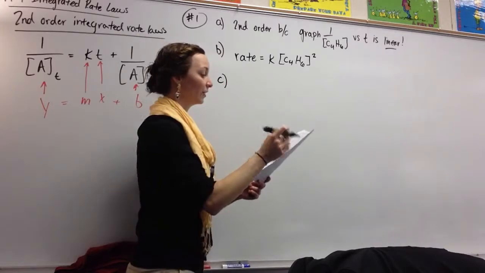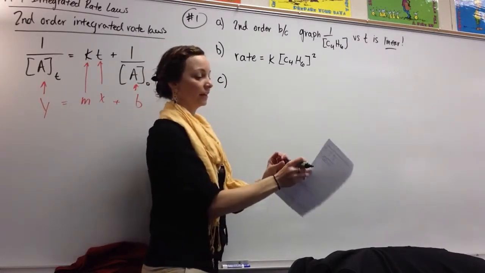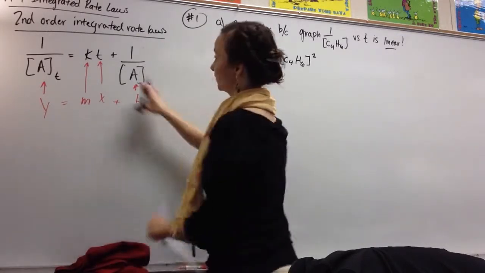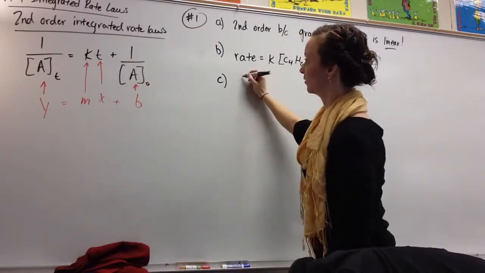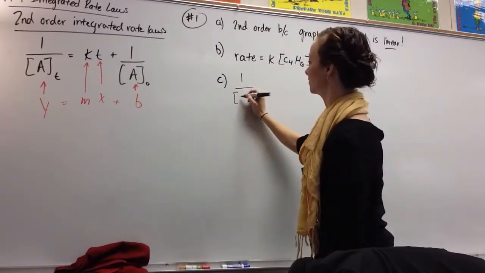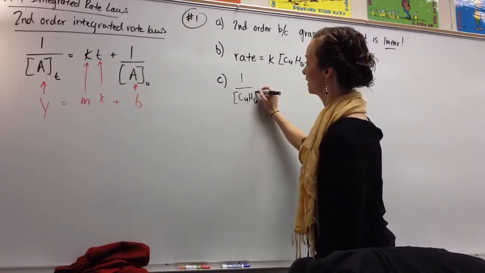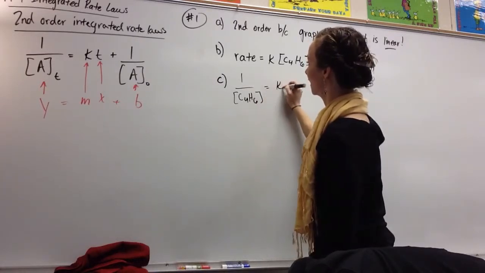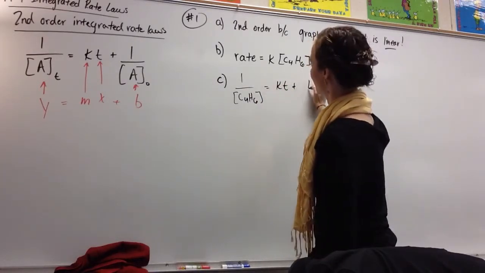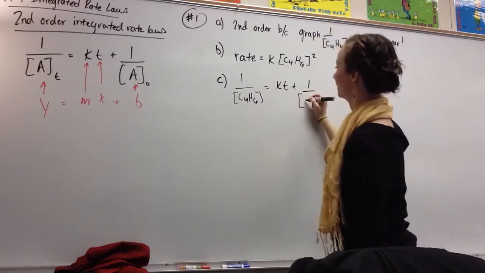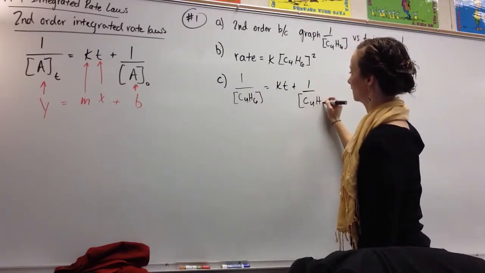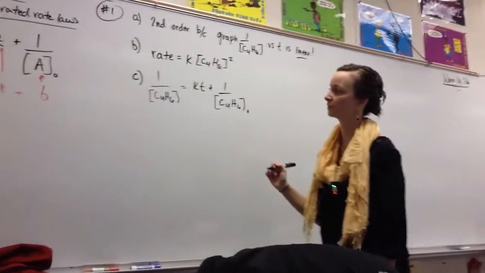And then the integrated rate law is pretty simple. We're just going to plug into our integrated rate law over here. So it would be 1 over the concentration of C4H6 equals kt plus 1 over the initial C4H6 concentration.